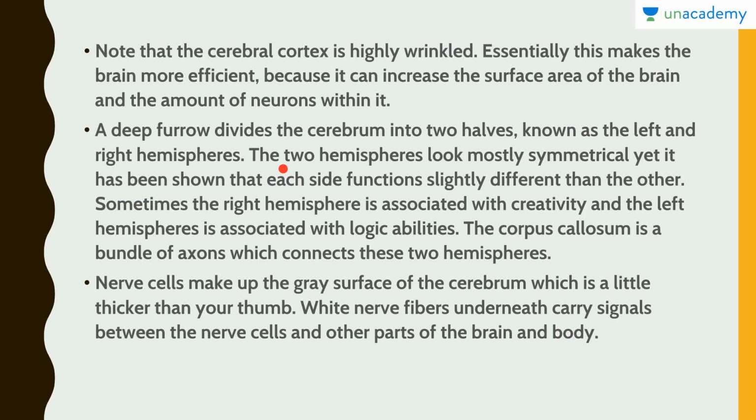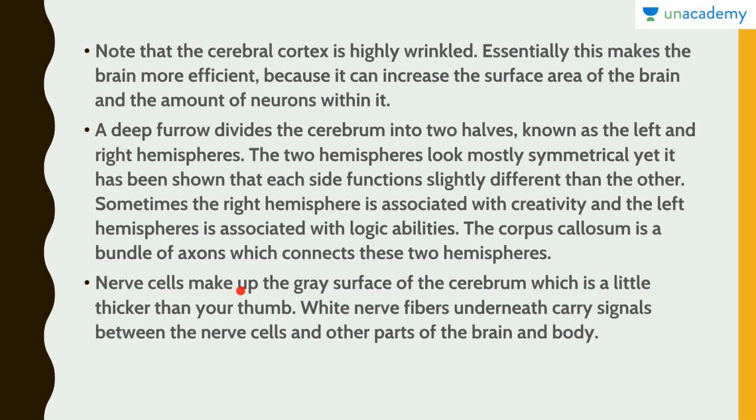A deep furrow divides the cerebrum into 2 halves known as the left and the right hemispheres. The 2 hemispheres look mostly symmetrical, yet it has been shown that each side functions slightly differently than the other. Sometimes the right hemisphere is associated with creativity and the left hemisphere is associated with logical abilities. Corpus callosum is a bundle of axons which connects the 2 hemispheres.